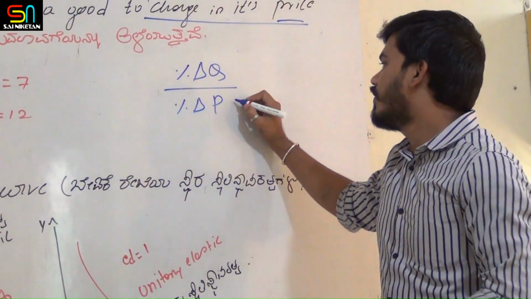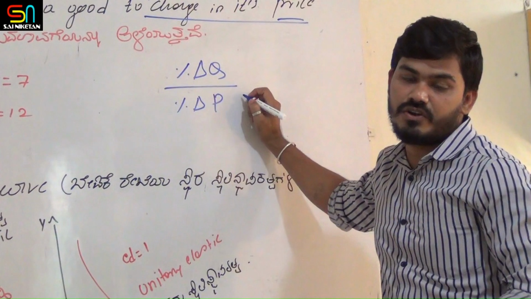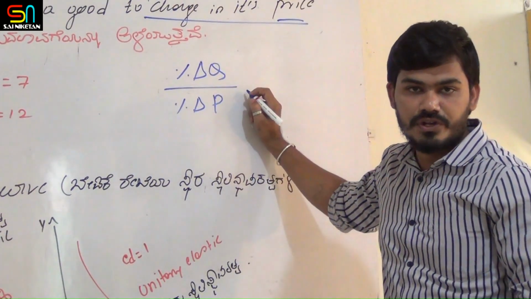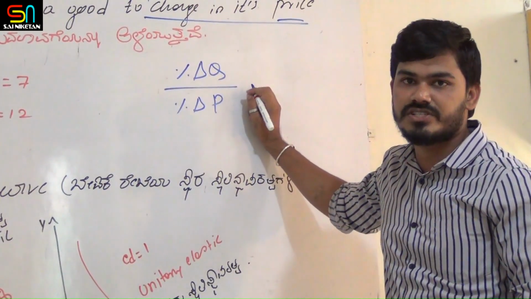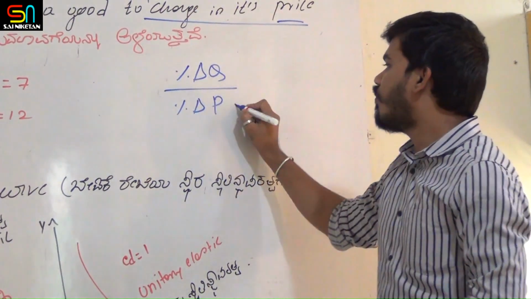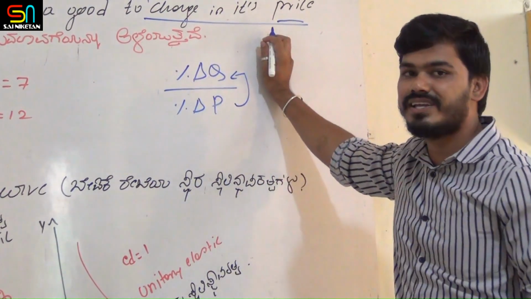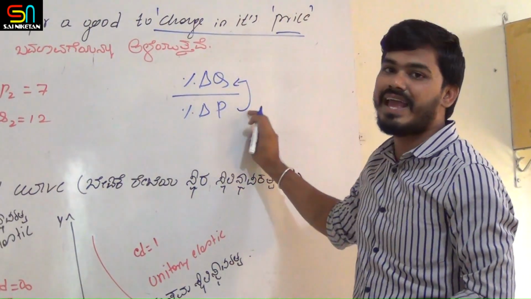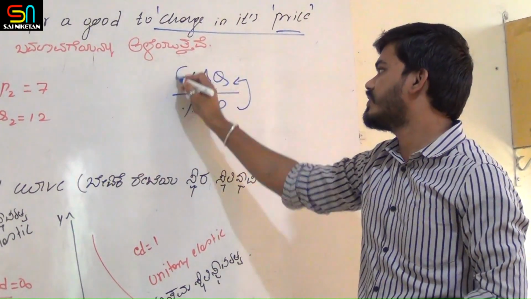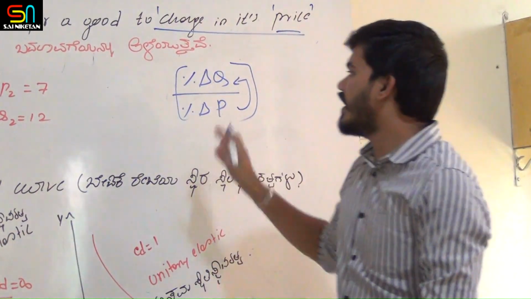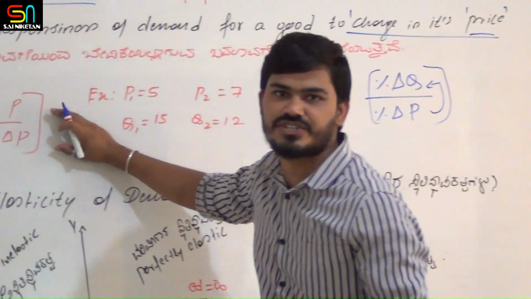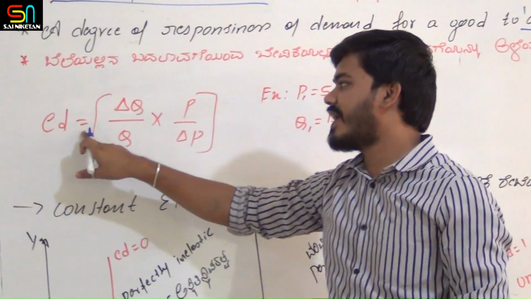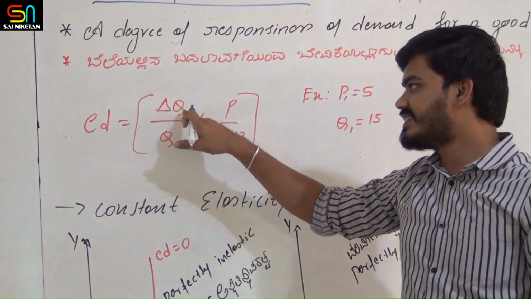As I already told you, before it was 10 rupees per kg, and it changes to 20 rupees per kg. It is a 100% change in your price level. Then what percentage do you have to reduce or increase in your quantity demanded? That is measured by the elasticity of demand. So this concept is very important. You can write this formula in the easiest way: elasticity of demand is equal to the change in quantity.